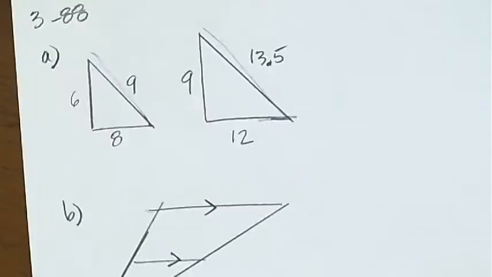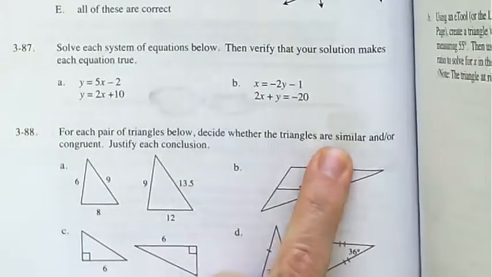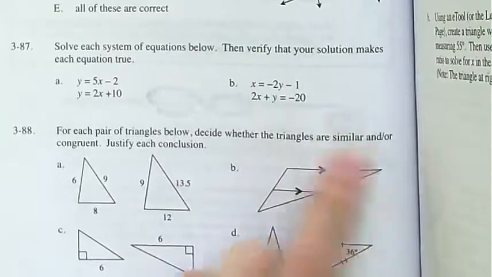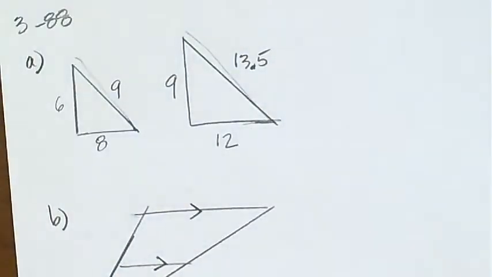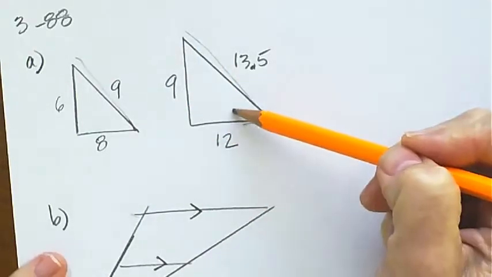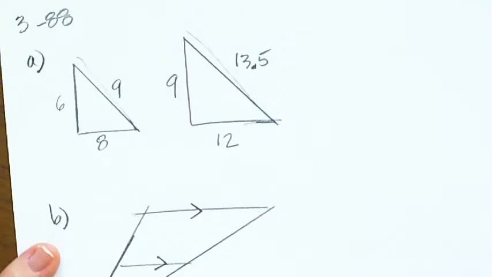Okay, 388, I do want you to draw these. The question is, I lost my page. For each pair of triangles below, decide whether the triangles are similar and or congruent and justify your conclusion. So this is great review. Looking at these two triangles, I cannot assume this is 90 degrees just because it looks like it's 90 degrees, so don't even think about it.